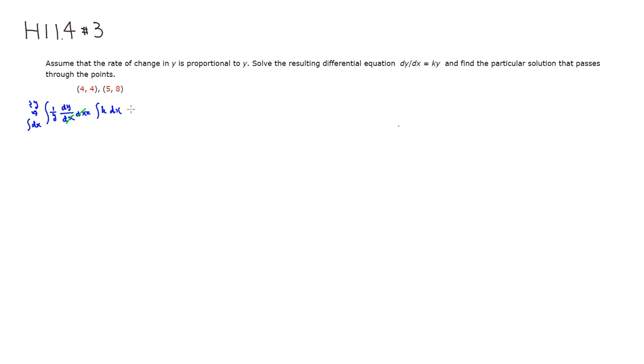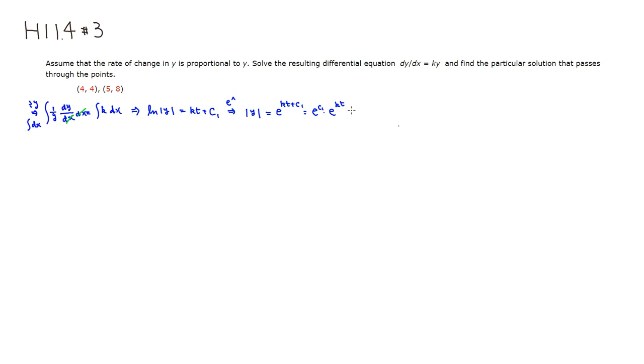And then this is going to give us the natural log of the absolute value of y, which is equal to kt plus C1. Then we can get rid of the natural log by raising e to both sides. So you get the absolute value of y is equal to e to the kt plus C1, which can be split into e to the C1 times e to the kt.